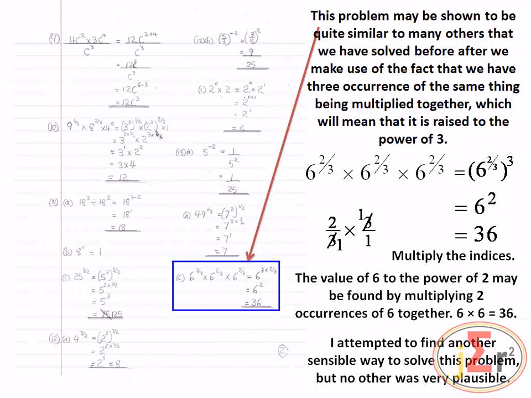But although 6 to the power of 2/3 in itself is difficult, the context or the situation that it is used in makes it very simple, because we have 3 occurrences. Therefore, we raise to the power of 3, multiply the indices, and the 3's will be eliminated by reducing by a common factor of 3. Therefore, in the end, the problem turned out to be not so difficult.